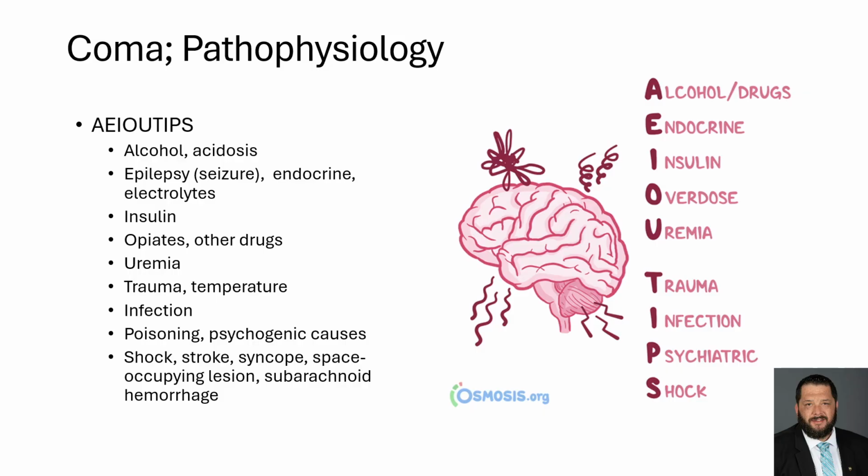Opiates and other drugs. We will assess the patient's pupils as well as get a history from the bystanders and clues from the scene around for opiate use. Uremia, trauma, and temperature.